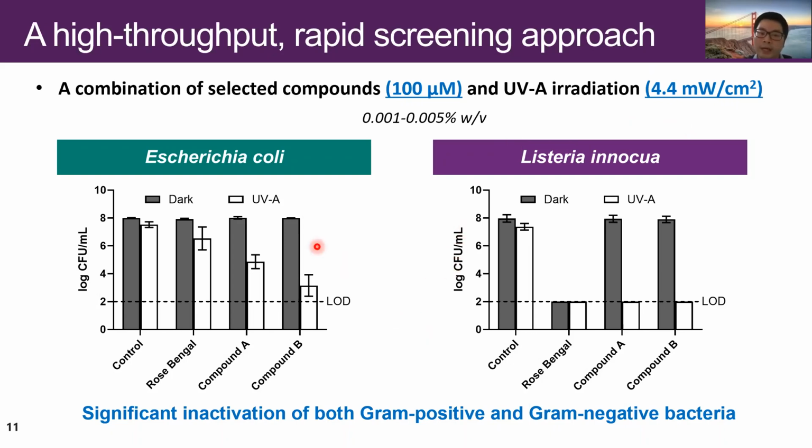So we tested E. coli and Listeria, and we found that E. coli is more resistant to this approach, but our two compounds still exert higher antimicrobial activity compared to rose bengal. And for Listeria, every compound works very well. So the conclusion is that using the high throughput screen approach, we can identify compounds which have high antimicrobial activity for both gram-positive and gram-negative bacteria.